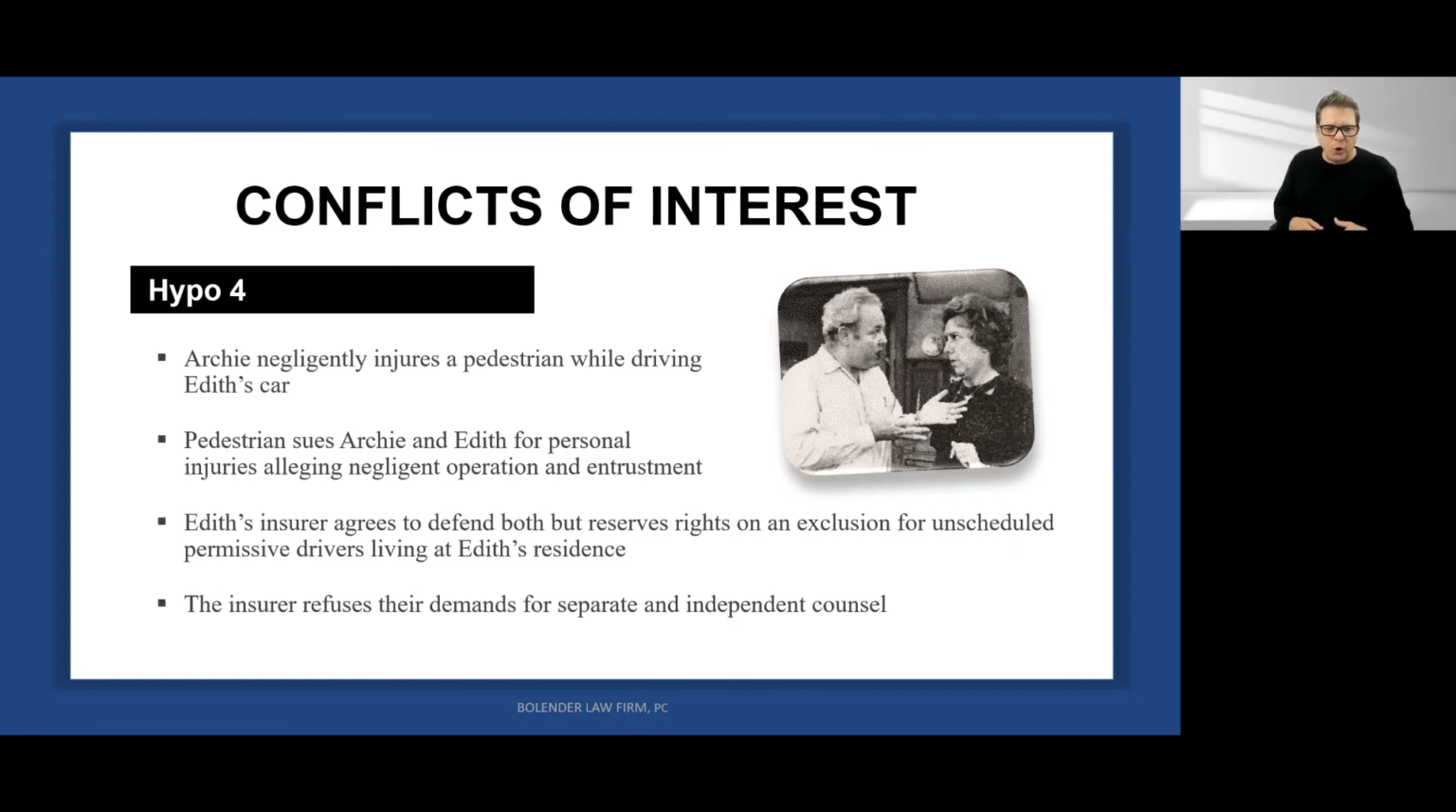Okay, so both Edith and Archie demand independent counsel and the insurance company says no. Who's right? Okay, the insurance company is going to win here almost certainly. And the reason for that is that the coverage issue is extrinsic to the issues in the personal injury litigation. The fact that Archie may or may not have been living with Edith at the time of the accident is not an issue in the litigation.